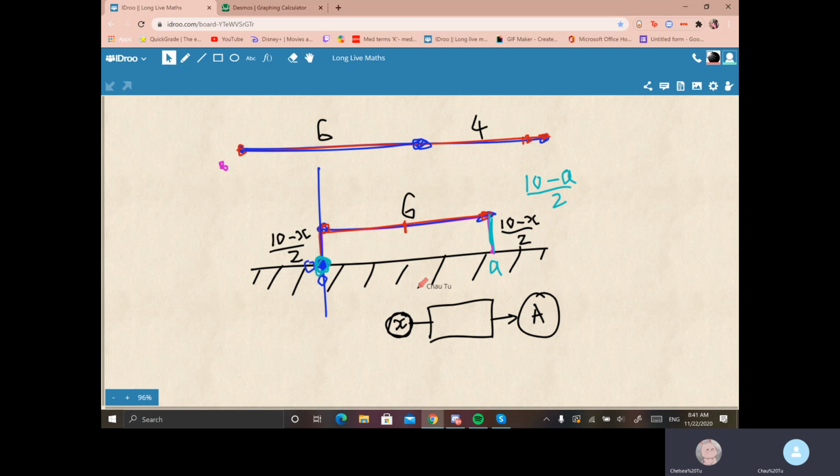Area equals X plus 10 minus X over 2. Let's start again. What's the area? X plus 10 minus X over 2. So if this is 6, and the height there you know is going to be 2, you're going to get 2 plus 6. That's not right. That doesn't give you the area.